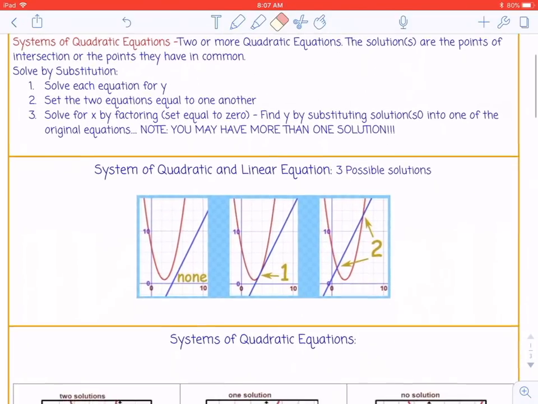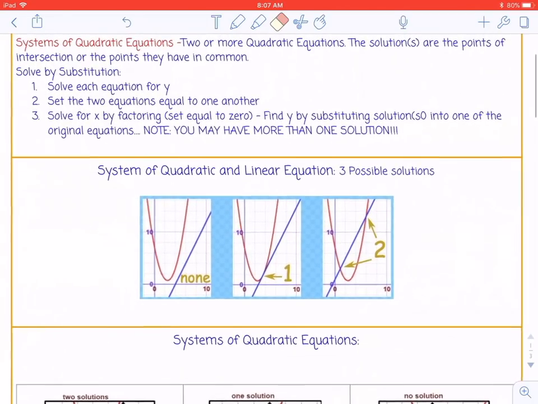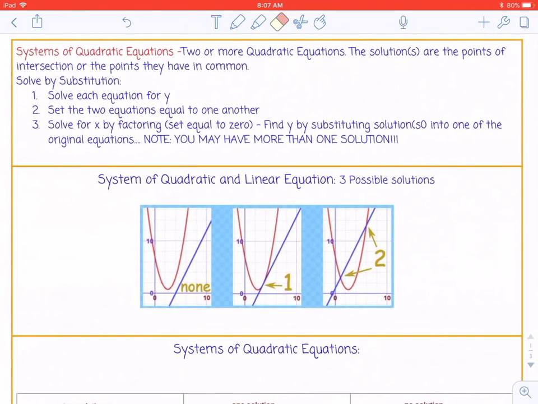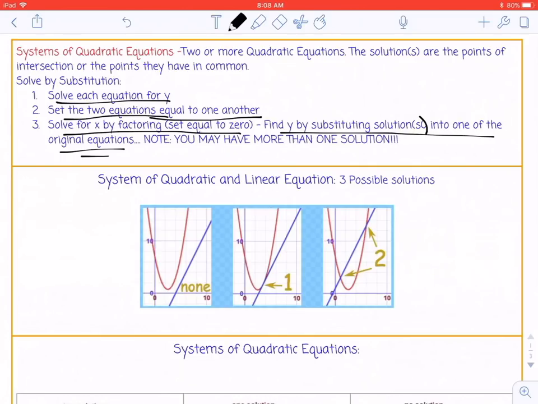So we're going to use solving by substitution. We solve for y if they're not already equal to y, set them equal to one another, and then solve for x by factoring, setting them equal to 0. Then we find y by substituting the solutions into one of the original equations. You can substitute back into either one of the original equations, but we'll look at that with the examples. And note that you may have more than one solution at the end.